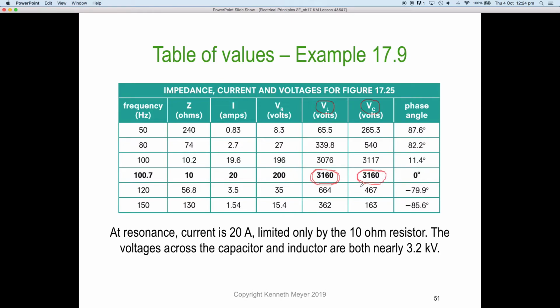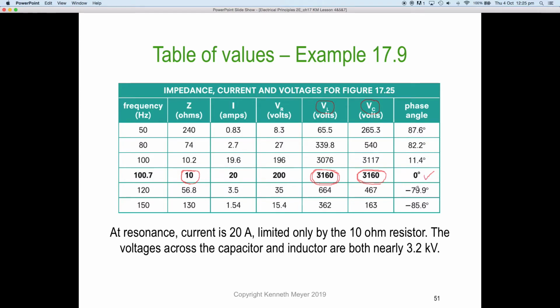The other thing to note, of course, is that the phase angle comes to unity. So at resonance, the phase angle comes to 0 degrees because the only thing left in the circuit is the 10 ohms that's restricting the current. So only resistance is left in the circuit, therefore we are at 10 ohms. So it's very important to remember.